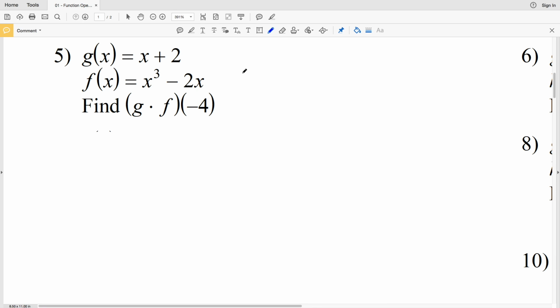So we're going to take g of x and multiply that to f of x, so we'll have x plus 2 times x cubed minus 2x. And we can either multiply this out or go ahead and plug in negative 4 and solve. As opposed to plugging in negative 4, I'll multiply these two functions together and then plug in negative 4 for x. So I'm going to FOIL.